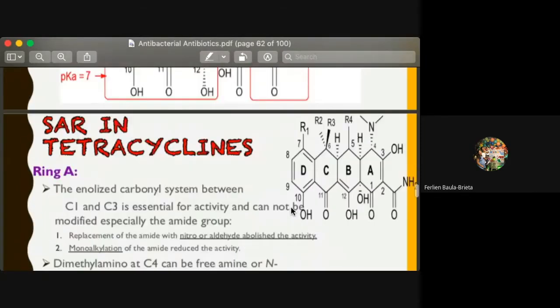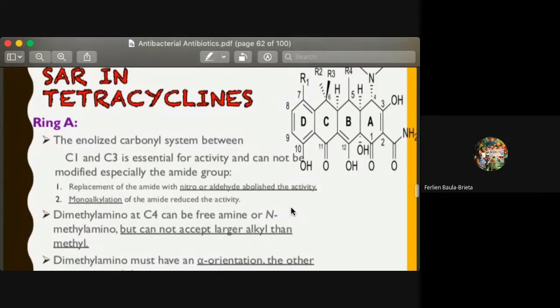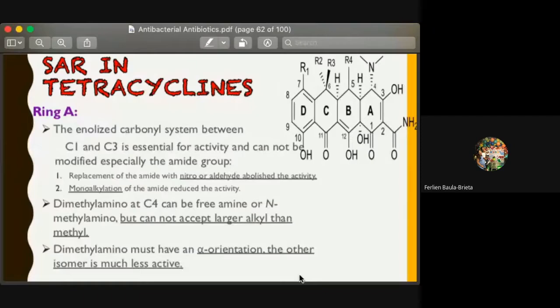Next, we will discuss in detail our ring A. So, ito yung ating ring A. I already mentioned earlier that C1 and C3 are essential for activity and cannot be modified, especially the amide group. Replacement of the amide with nitro or aldehyde abolishes the activity, and monoalkylation of the amide reduces the activity.